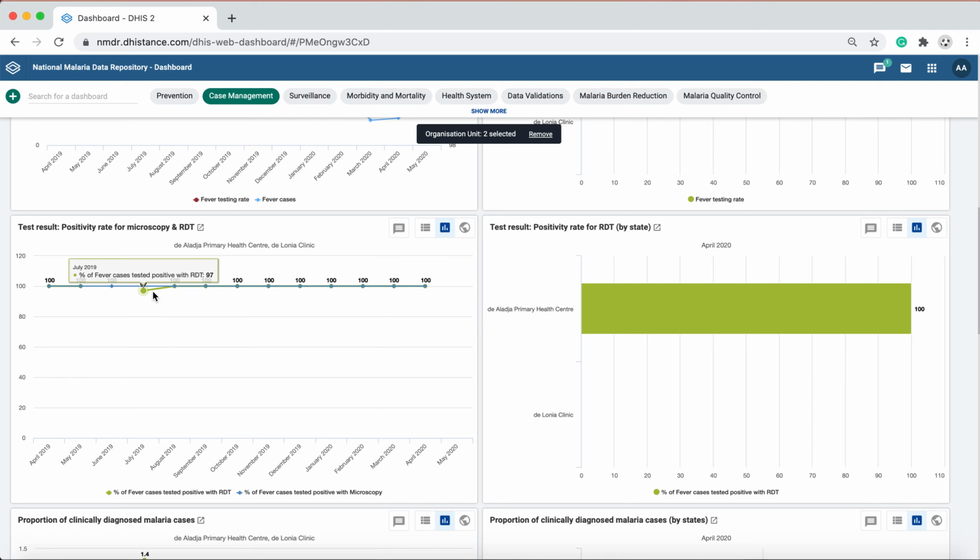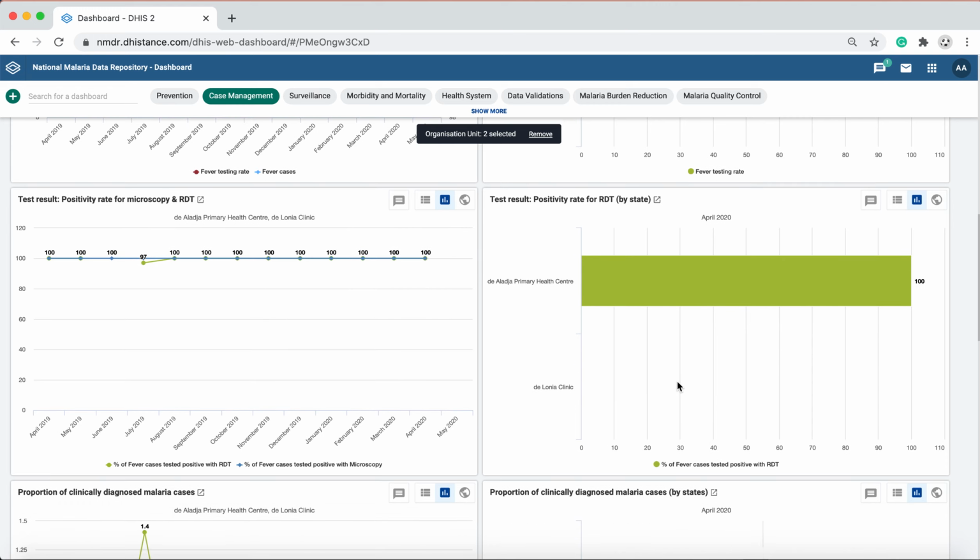You can see no data displayed by RDT for the month of July, whereas they tested 10 and 10 out of 10 turned out to be positive. So you would quickly find out what is happening in this health facility, whether or not it is even the correct information being entered by the LGA officers.